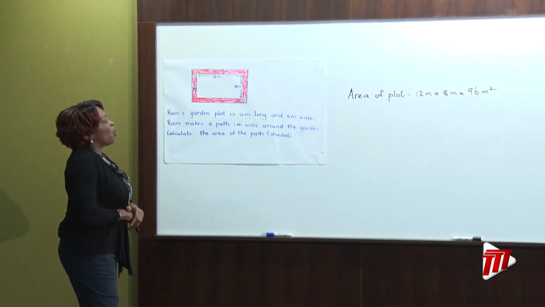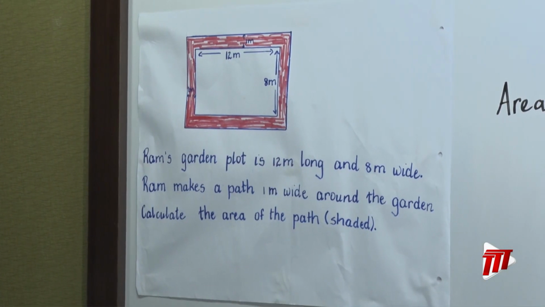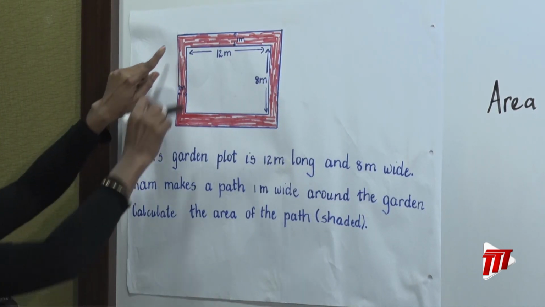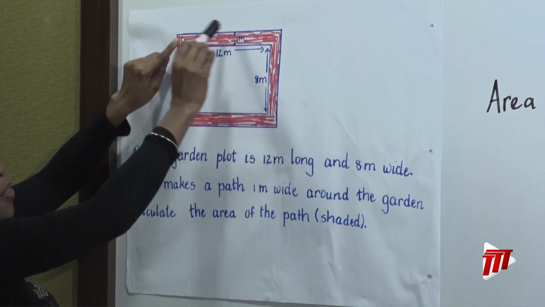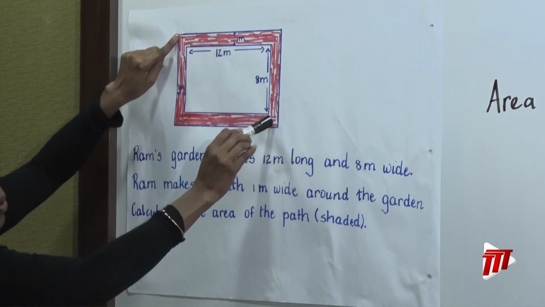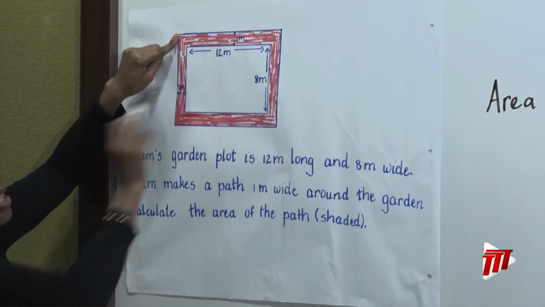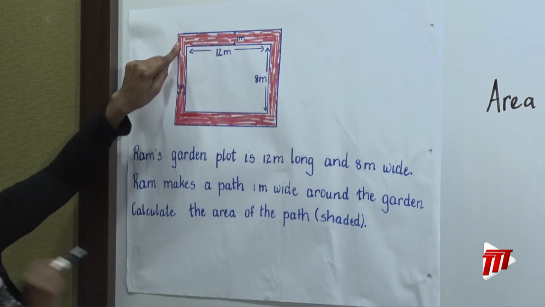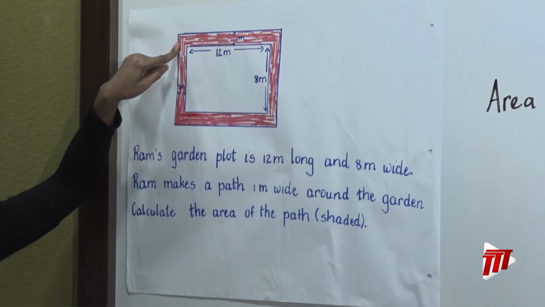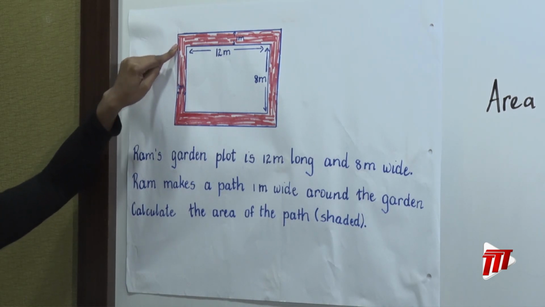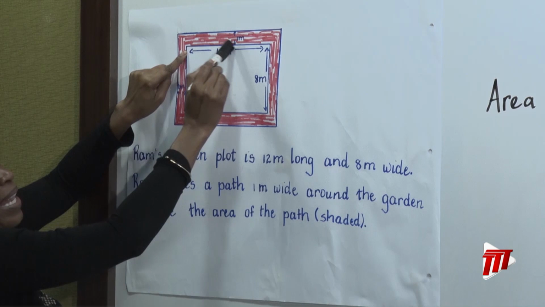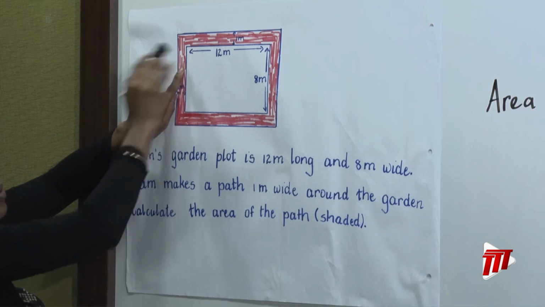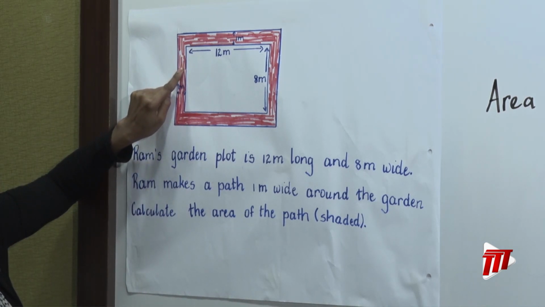Ram makes a path 1 meter wide around the garden. That information is critical. Notice 1 meter wide around. So this is now the outer area, which includes the path and the plot. Are you seeing that, boys and girls? How do you think we are going to find this length here? Is there any information that is given to assist us? Look carefully. We already know that the length of the plot is 12 meters. The distance from here to here would be what? 1 meter, not so, boys and girls?